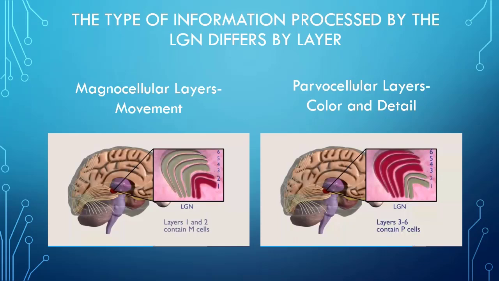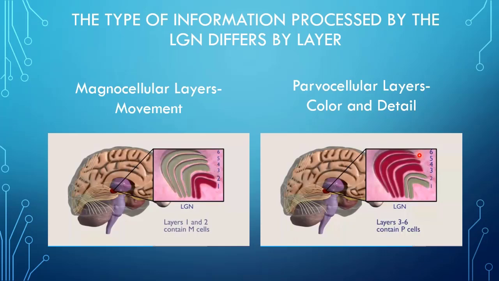And then we have 3 different sets of layers. So we have layers 1 and 2, or what we call the magnocellular layers, and this is why this doesn't end up being a perfect even and odd. And so these first 2 layers are dedicated to movement. And then layers 3 through 6 are what we call the parvocellular layers, and they're related to color and detail.